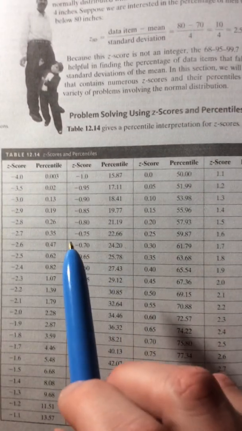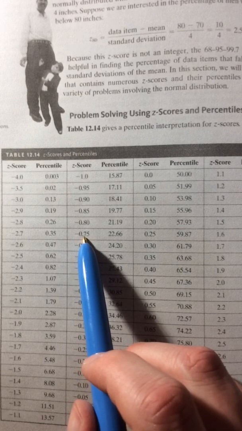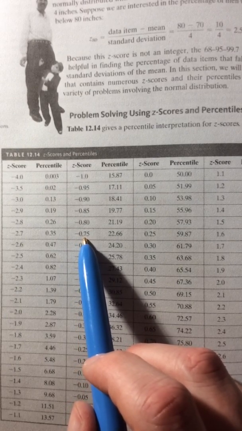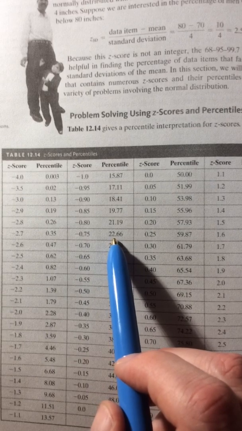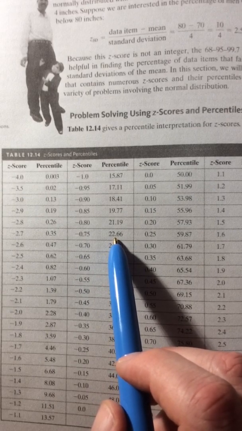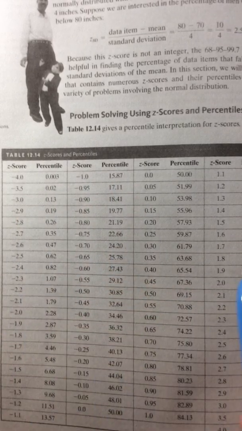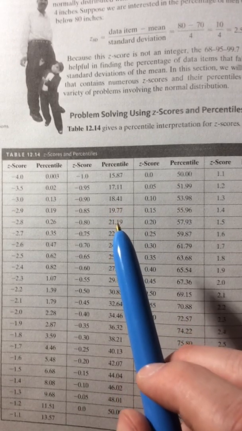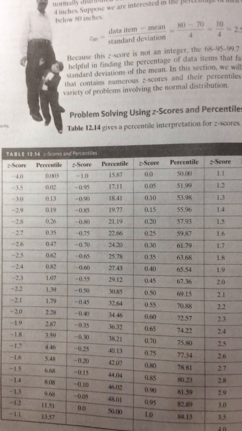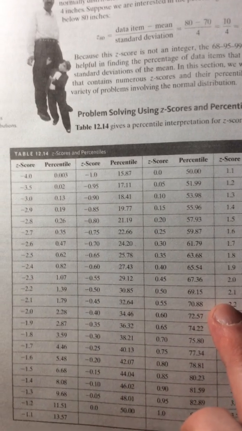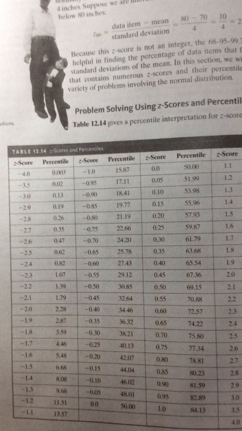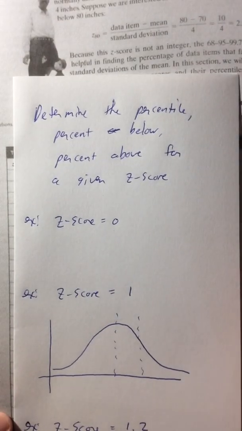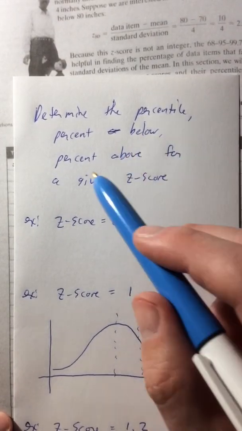And let's just pick another random one here. Let's do negative 0.75. So if we are 3/4 of a standard deviation below the mean, that means that there's going to be 22.66% of the group that's going to be below that particular score. So here's our table, and this is what it tells us. This is a percentile. Again, percentile is the percent of the group that is below a certain score. All right, so here's our table. I'm going to leave this right on the desk here because we're going to need it for the problems that are coming up.